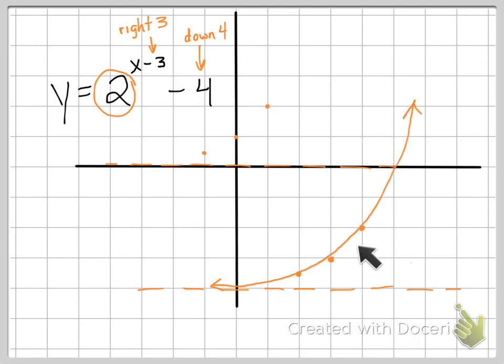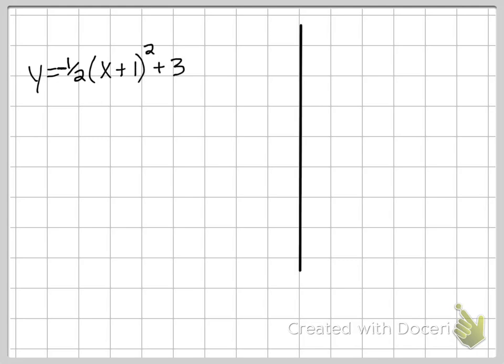Okay, so this is the exponential function. This is 2 to the x, except it's moved to the right 3 and down 4. Alright, now we better be good at this one. We spent enough time on it. This one's a quadratic. Go ahead and see if you can graph this quadratic equation or function.